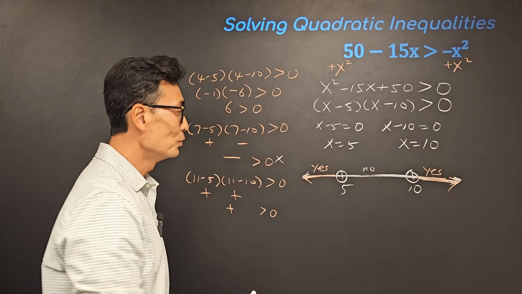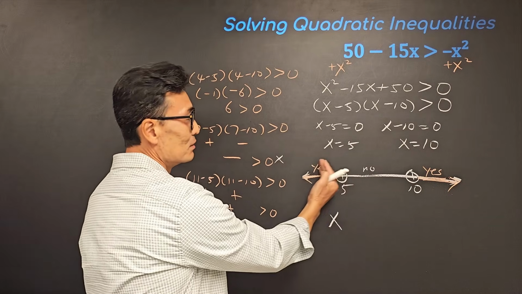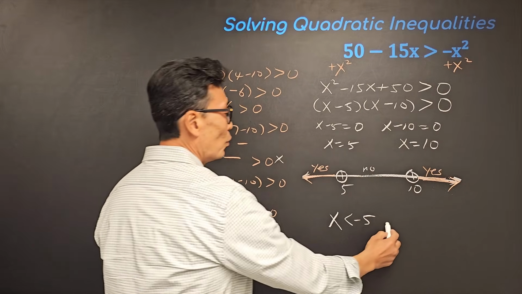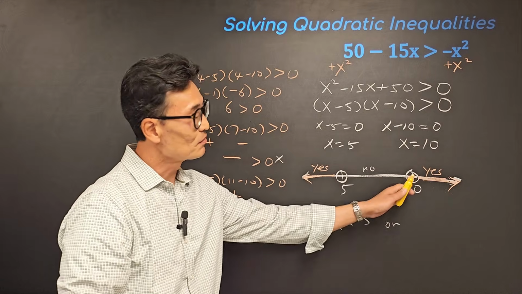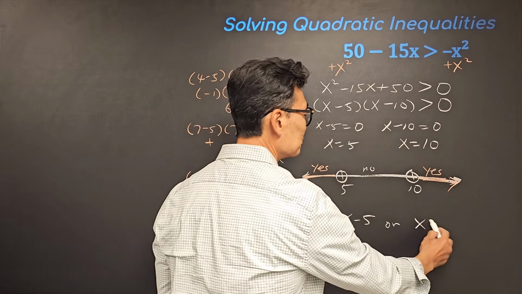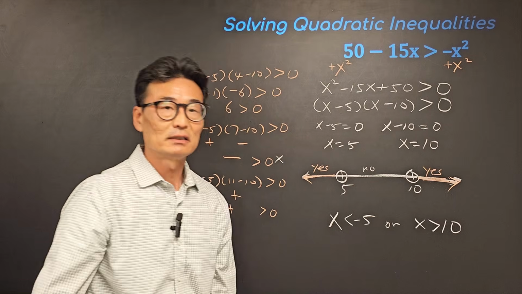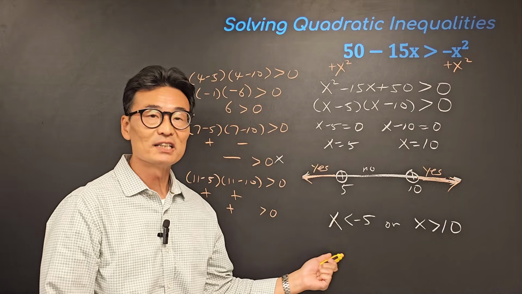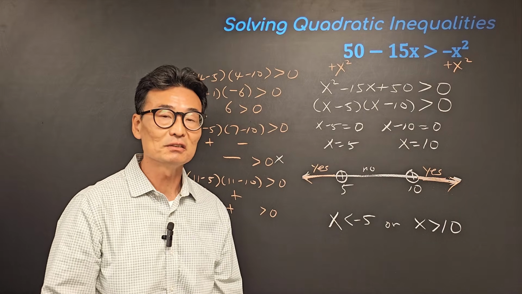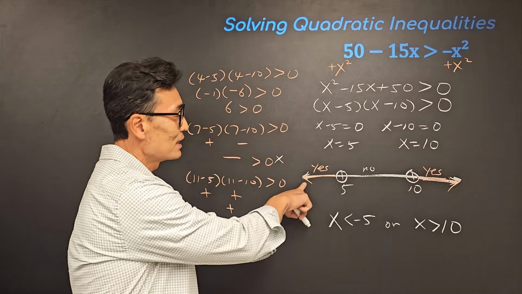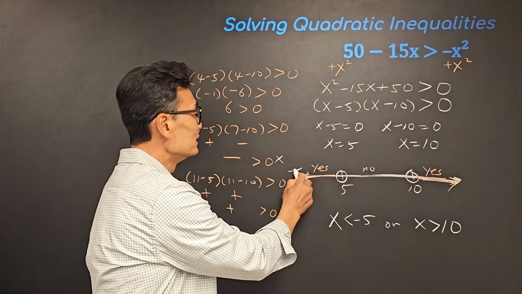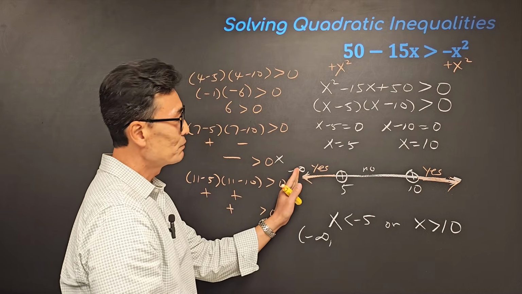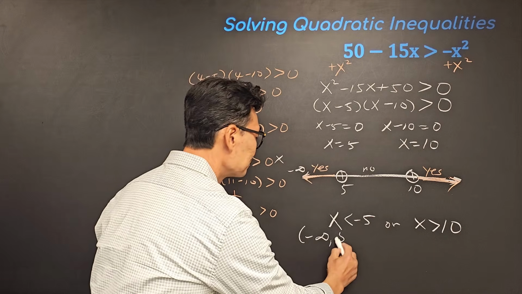Then our final answer will be x is less than -5, or x is greater than 10. In case you're interested in representing or writing this in interval notation, the answer will be this. Since that left arrow represents -infinity, it's going to be -infinity up to -5.